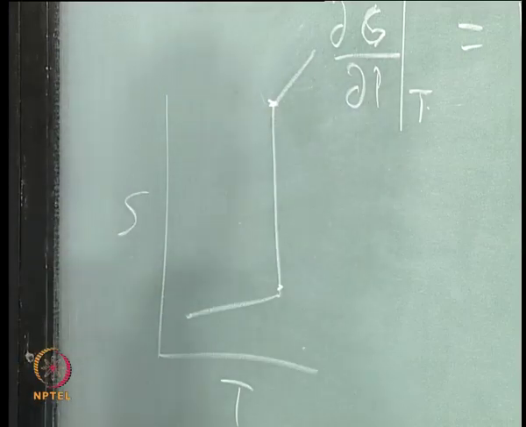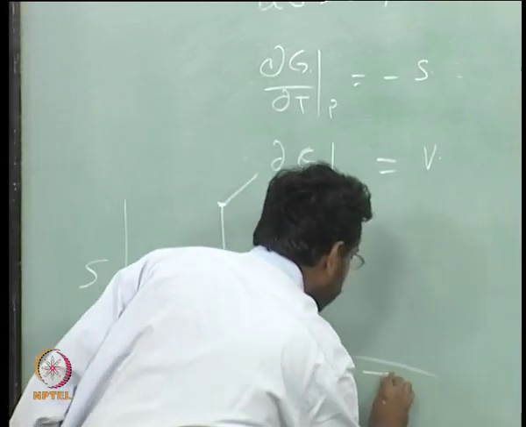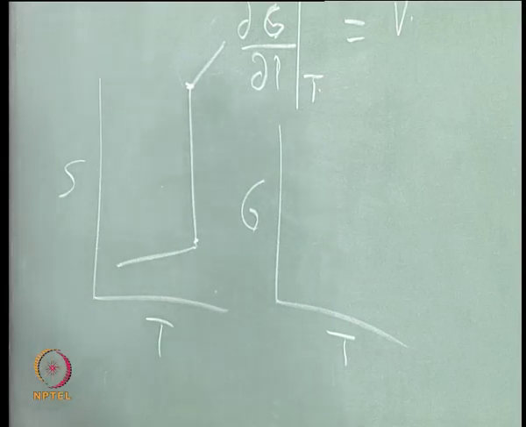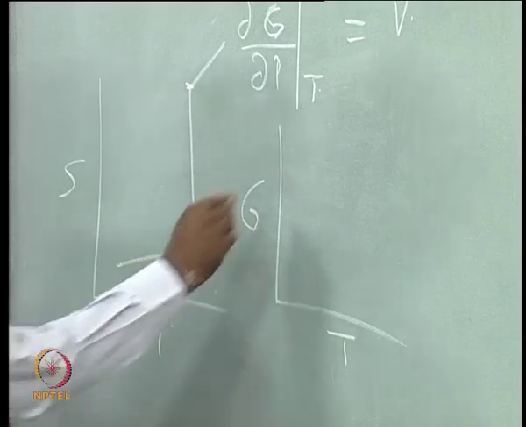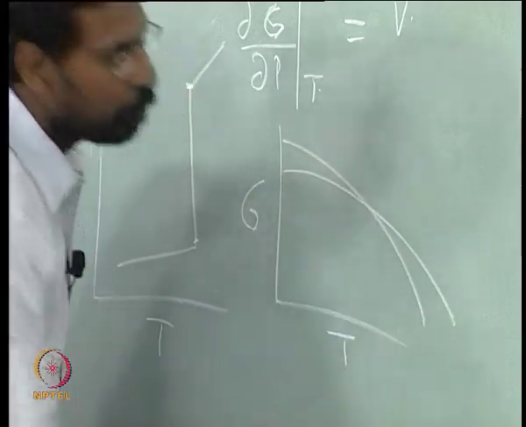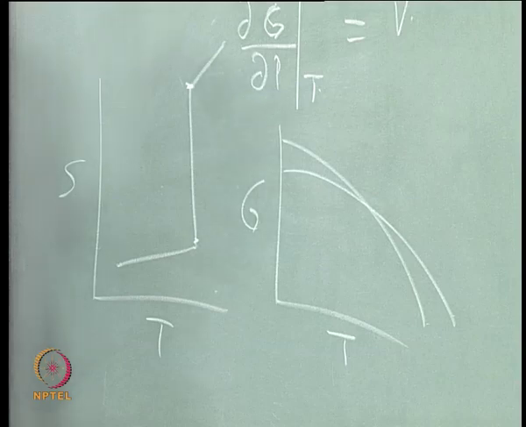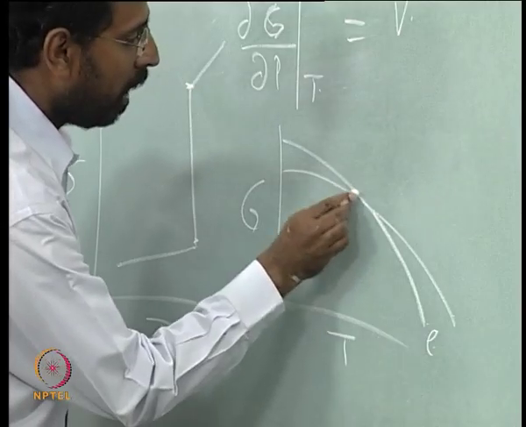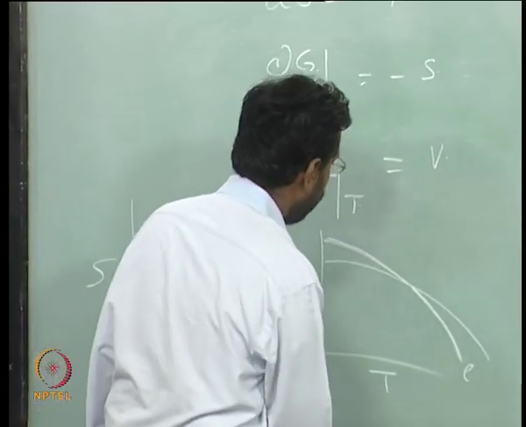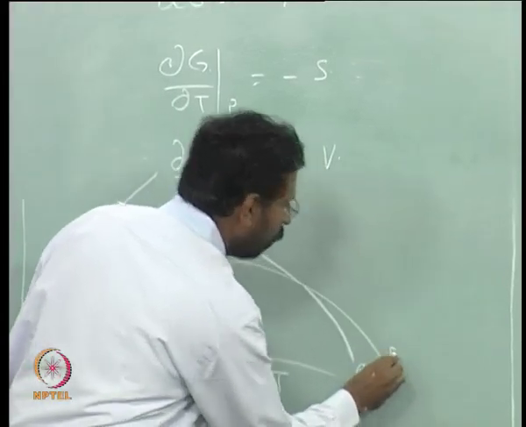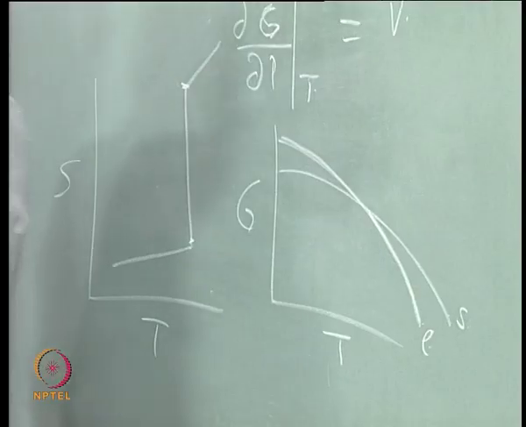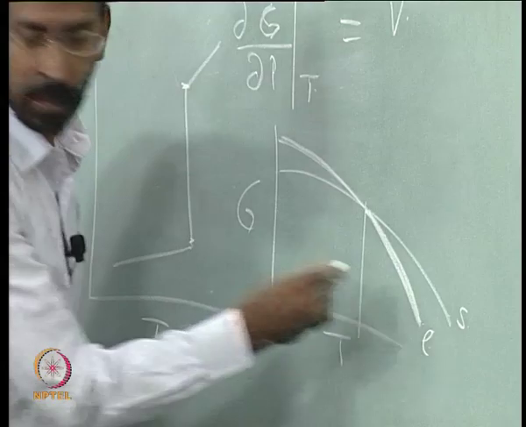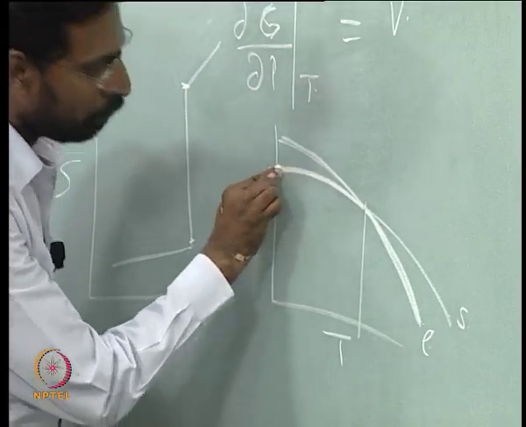But if I plot G versus T, you do not see such a discontinuity. For example, you remember this plot we have already done. We say that this is the liquid free energy curve and this is the solid free energy curve. And if I want to see what the stable states are, beyond this temperature it is the liquid that is stable, below this temperature it is the solid that is stable.